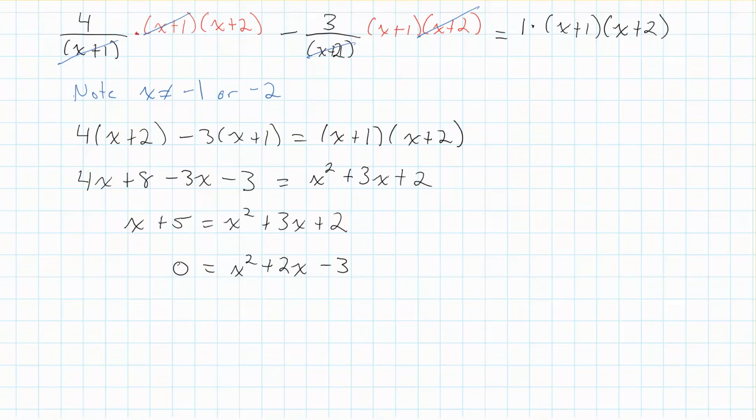And now I simply go ahead and pull out the quadratic formula, or in this case, I'm going to factor. So this is 0 would be equal to x plus 3 times x minus 1, and so we get x is equal to -3 or positive 1, which is okay, because remember up here we said that x can't be -1 or -2, and I didn't get those as answers. So x equals -3 or 1 would be my answer.